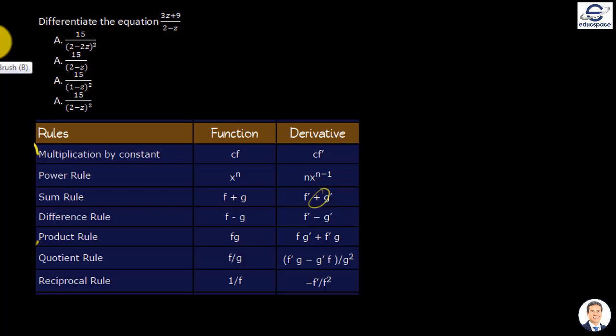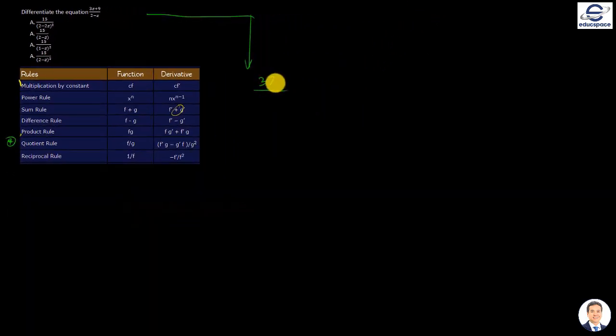Differentiate the equation 3z plus 9 over 2 minus z. So again, this one is a quotient rule. It says that if you have f over g, where f is the numerator and g is the denominator, first take the derivative of the numerator multiplied by the denominator, minus the derivative of the denominator multiplied by the numerator, over g squared, that is the denominator squared. So in this case we have 3z plus 9 over 2 minus z.